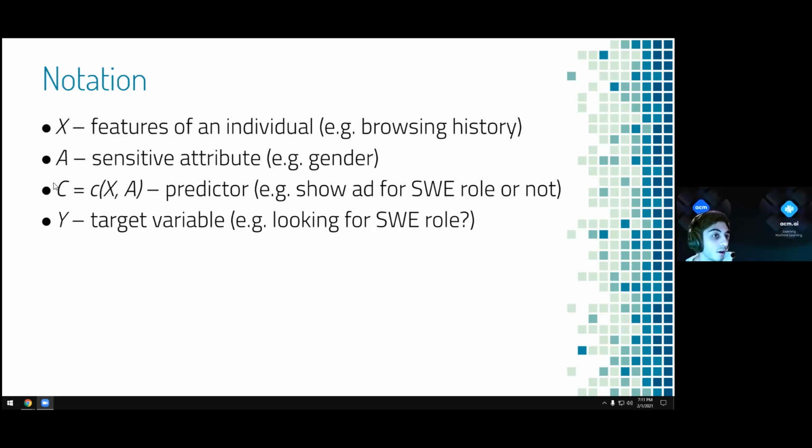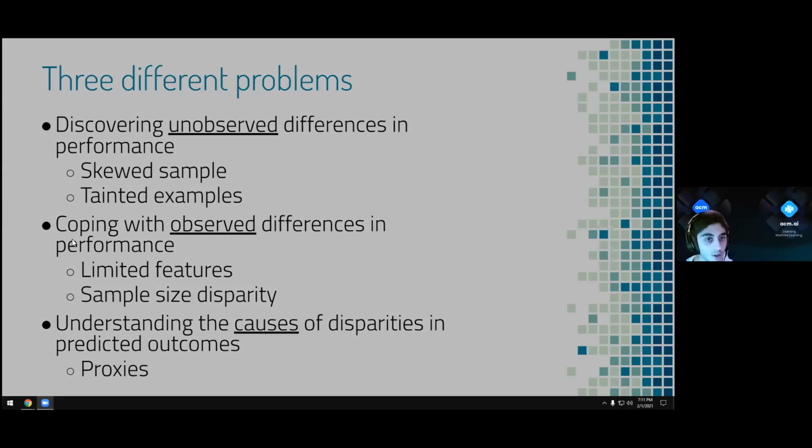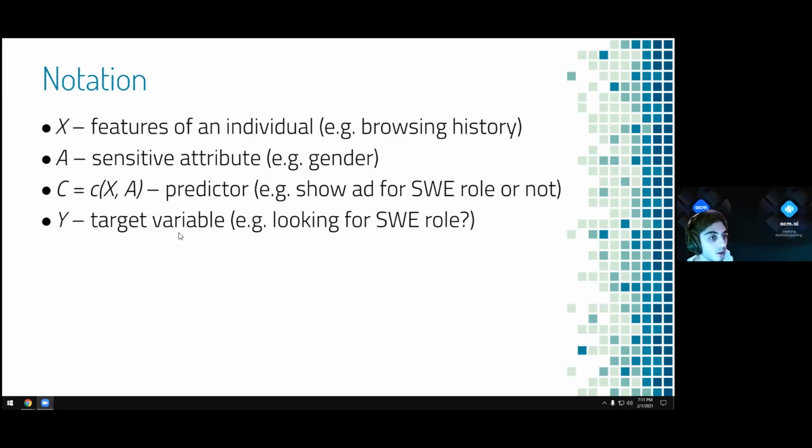So it's what the model thinks the answer is. And then Y is the actual answer. So it's the ground truth. It's what the real answer is. C is what the model thinks the answer is. Y is what the real answer is. X is what we input to the model. And A is the sensitive attribute that we want to make sure we're not biased towards.